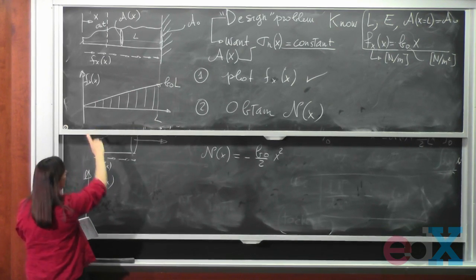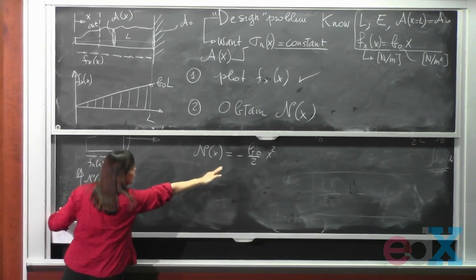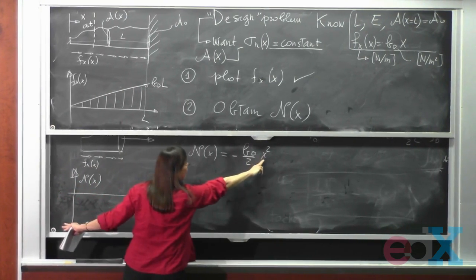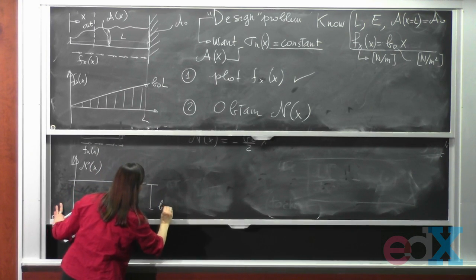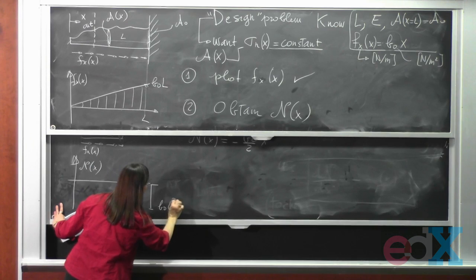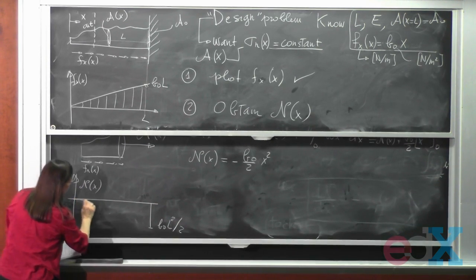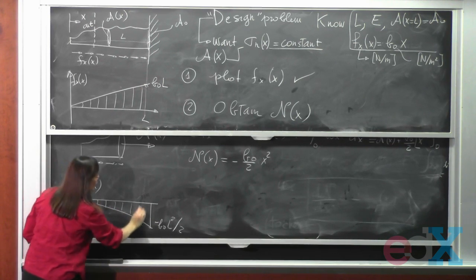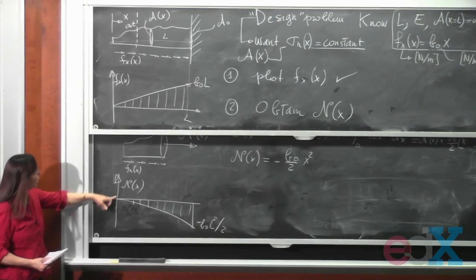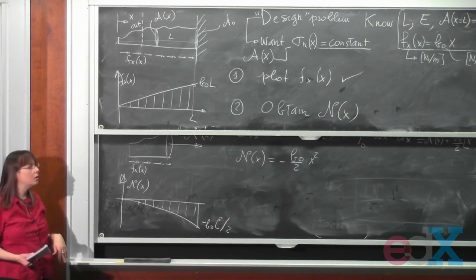And if I put n of x is minus b0 over 2 x squared, so I see that for x equal L, it's going to go to minus b0 L squared over 2, and is negative. It goes like that. I look at this plot, and I ask myself, does my walk the beam work?